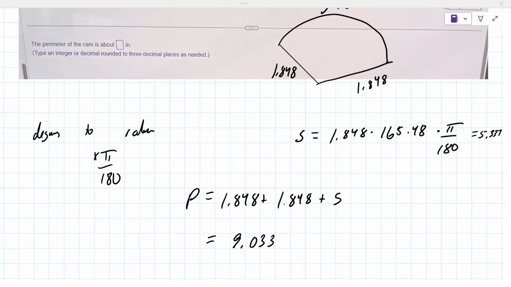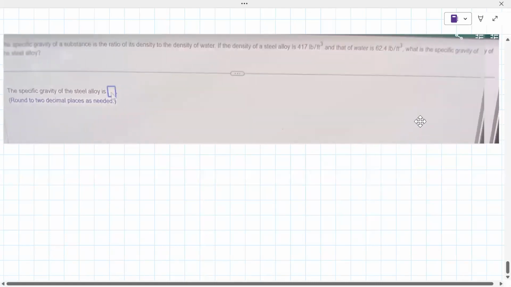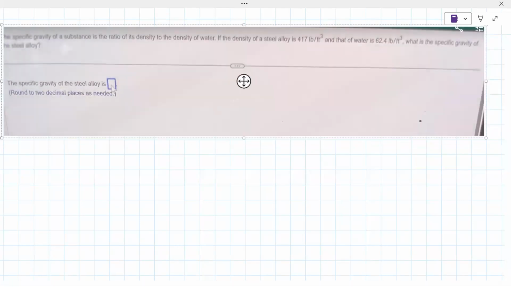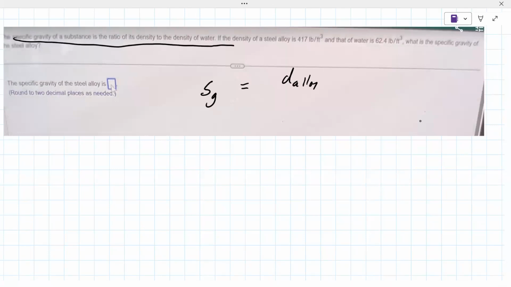Specific gravity. Okay. These look really complicated, but it says the specific gravity of a substance is the ratio of its density to the density of water. So the specific gravity is the density of the alloy divided by the density of water. It looks a lot more complicated than it actually is, but you're just taking these two and dividing them.